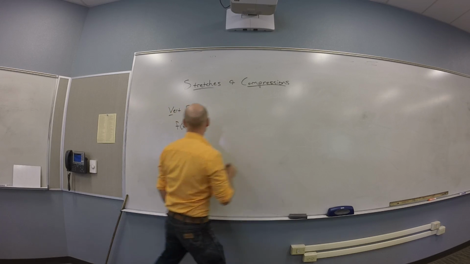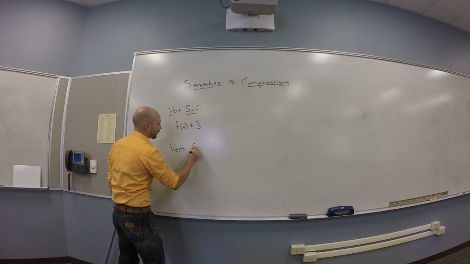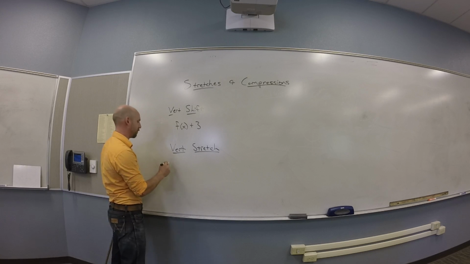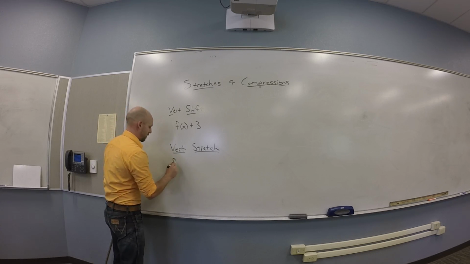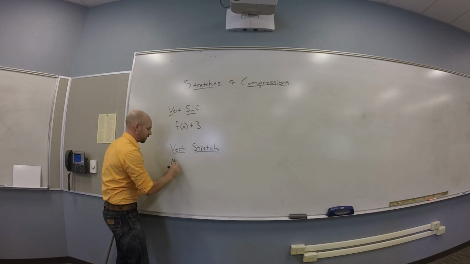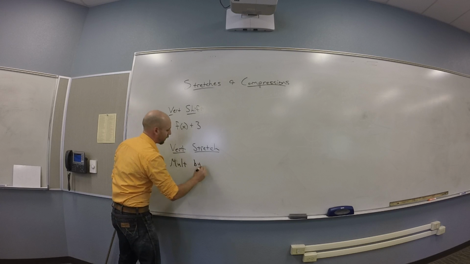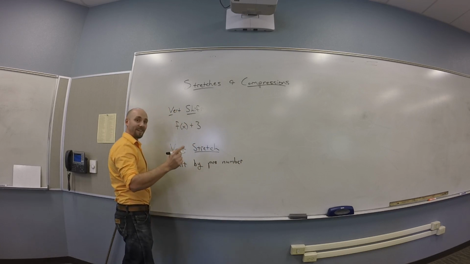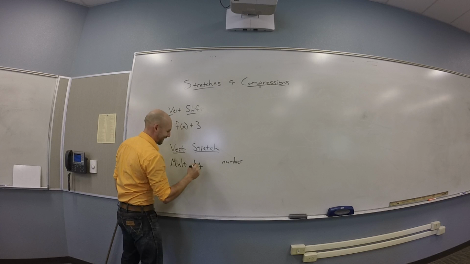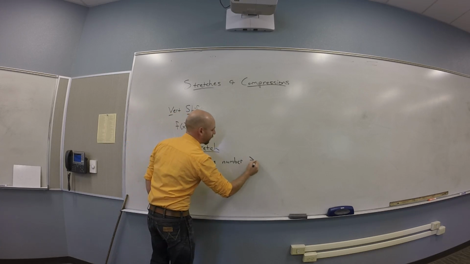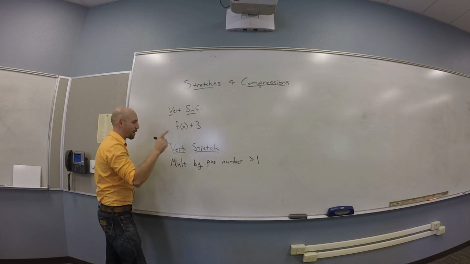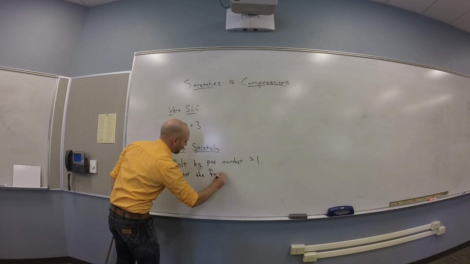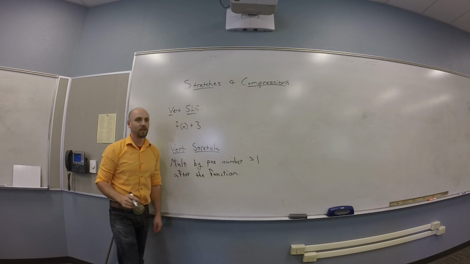Let me propose a vertical stretch. A proposed option would be, if I, let's see, you think it's multiplication? Multiply by a positive number after the function, greater than 1. Good call. So it has to be a positive number bigger than 1. If you multiply by a positive number bigger than 1 after the function, that'll give you your vertical stretch.